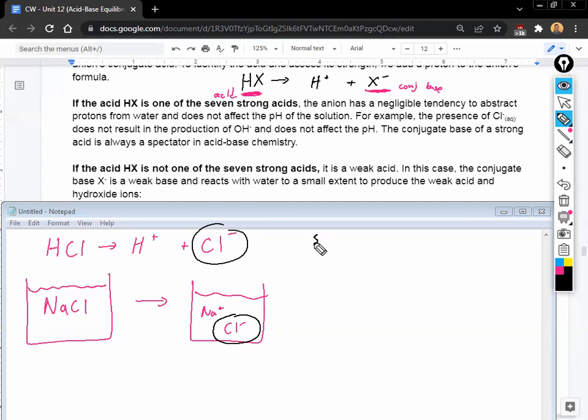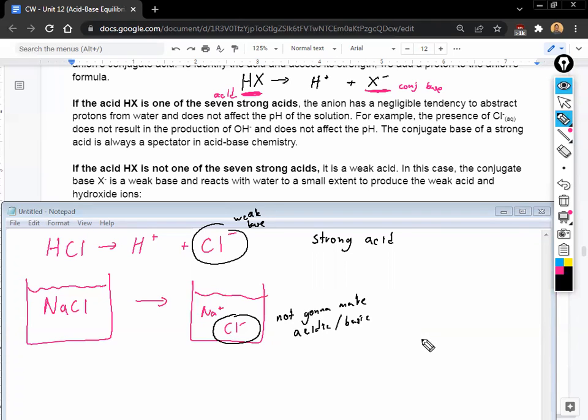Now, since HCl is a strong acid, the conjugate base is a weak base, right? What that means is Cl minus is not going to do anything with water. It's not going to turn the solution acidic or basic. So it's not going to make the solution acidic or basic.